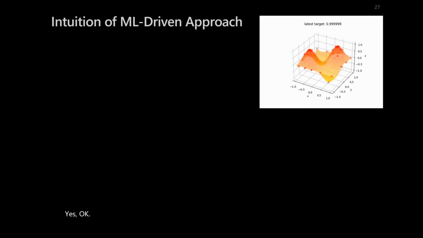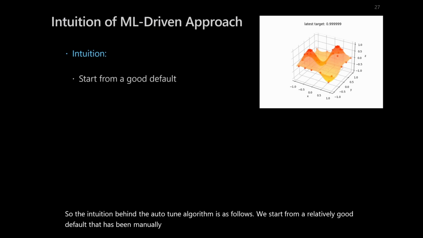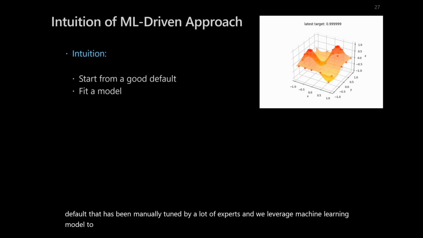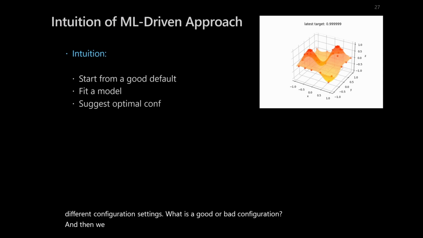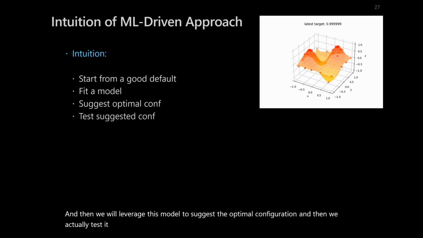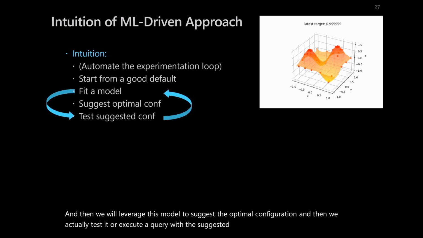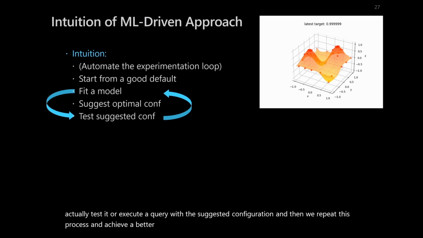So the intuition behind the Autotune algorithm is as follows. We start from a relatively good default that has been manually tuned by a lot of experts, and we leverage a machine learning model to fit a surface, like you see on the top right-hand side, with respect to the different configuration settings, showing what is a good or bad configuration. Then we leverage this model to suggest the optimal configuration, and we actually execute a query with the suggested configuration. Then we repeat this process and achieve better performance over time.